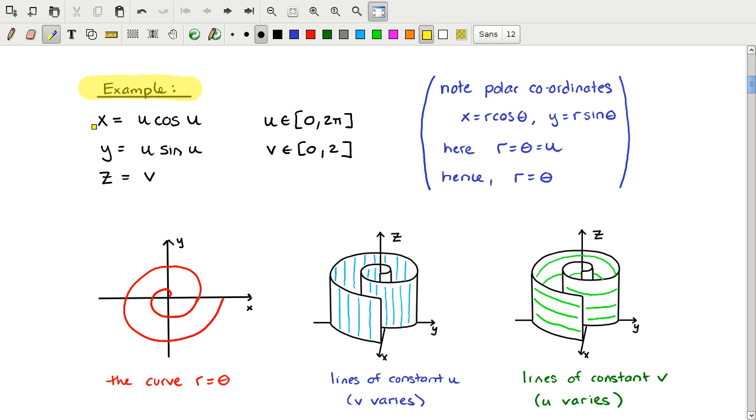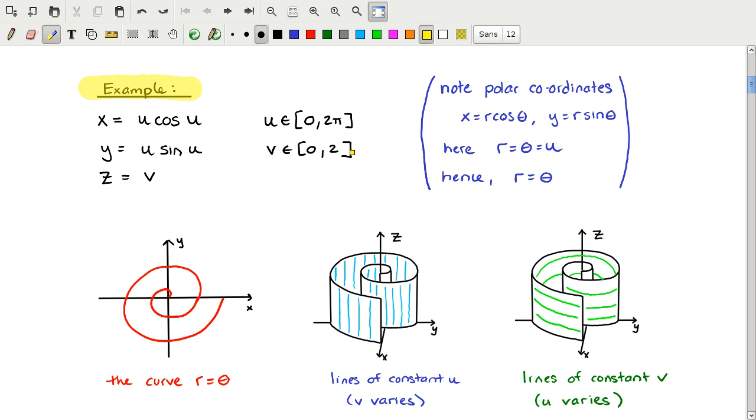And so what these top two equations tell us is that in a polar coordinate system, we have a curve r equals theta. So this u dependence here tells us that r equals theta. For any value of theta, r equals that value of theta. On the other hand, we have z written in terms of the parameter v. It's completely unrelated to x and y because v is unrelated to u. And so z also has various values that lie between 0 and 2.